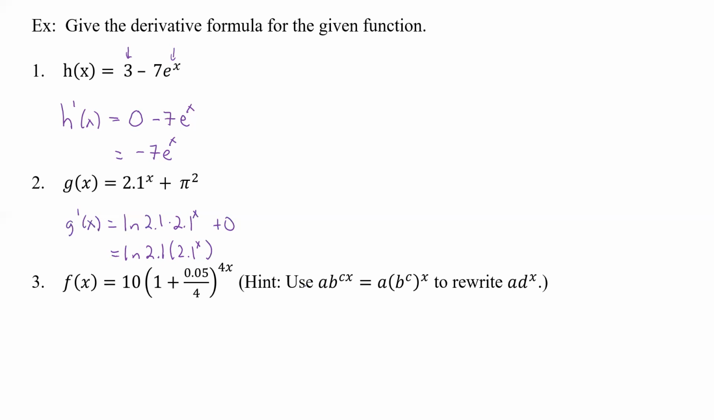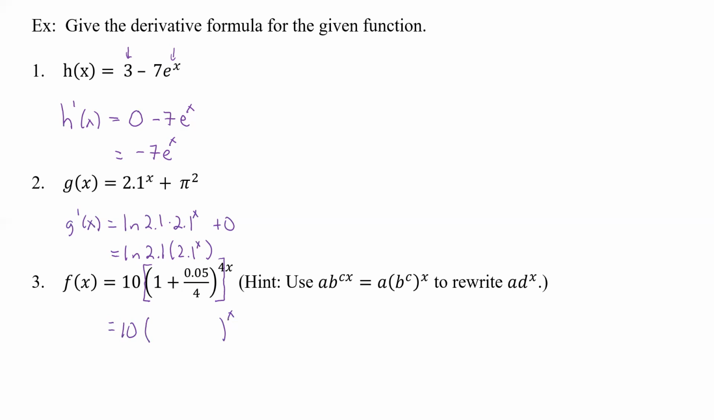Well, this one says we have a hint. So if we have something a b to the cx, what they say to do is take that b to the c, simplify it, and make it d, and then it's to the x. And so what they're saying is, I think they want us to take this piece here and simplify it. And so then what we would have is 10, and then once we multiply that and take it to the power, we'll have something, and that's going to be to the x.